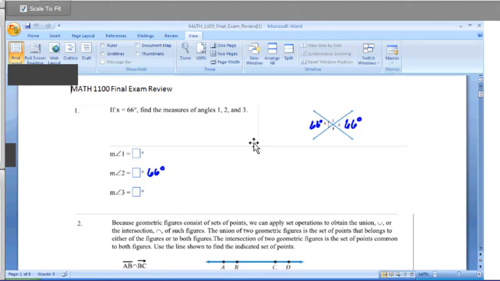Additionally, we know that supplementary angles, or supplemental angles, so that would be two angles that add up to 180 degrees. We can use that information to find the angles 1 and 3 by doing 180 degrees minus the 66 degrees, and we're going to get 114. So if angle 1 is 114 degrees, we also know angle 3 has to be 114 degrees because it is a vertical angle.